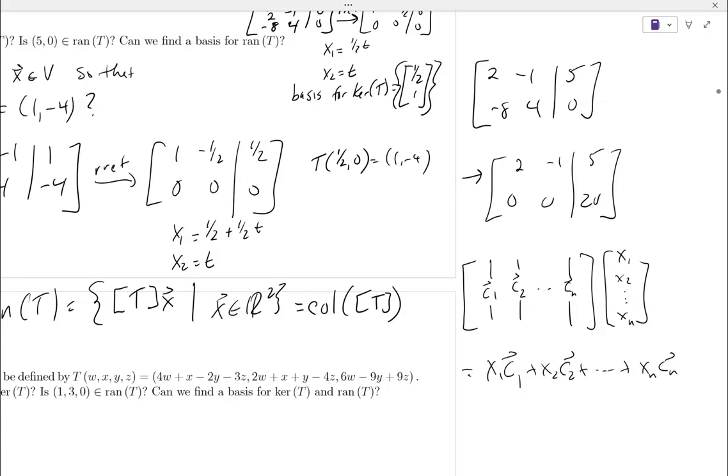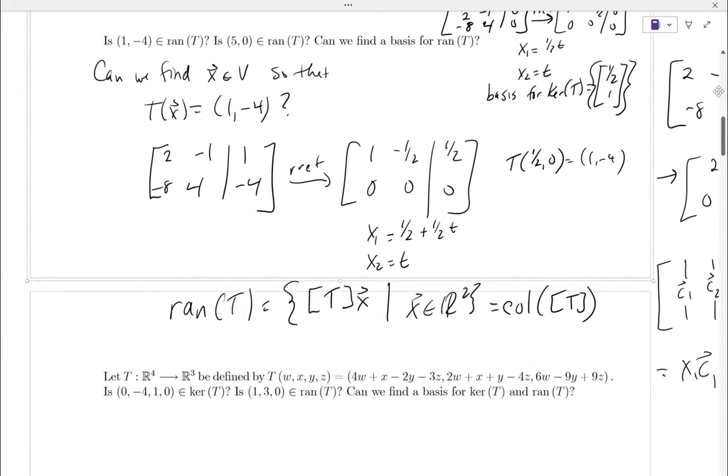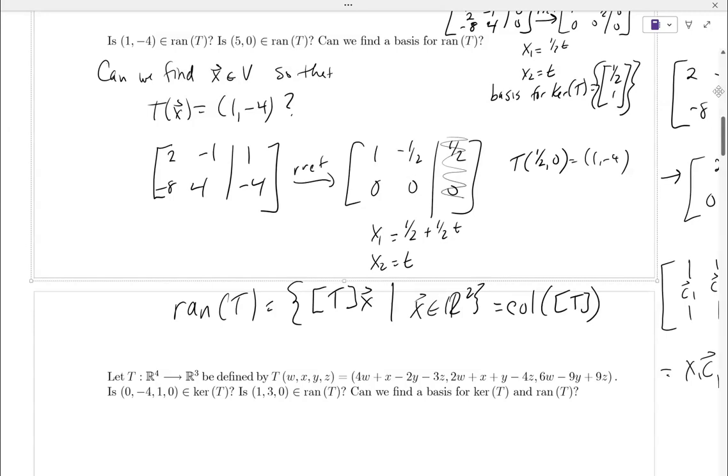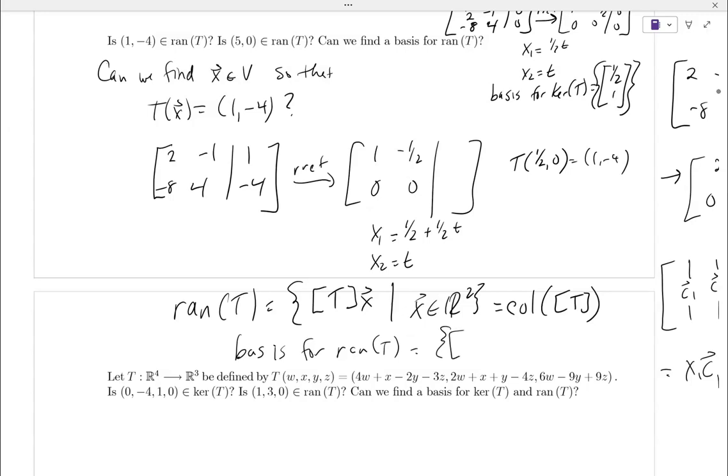In this case, when you row reduce, I already did that here, didn't I? If I ignore this column here, this is the reduced row echelon form of the matrix that we found, right? So what would you use for a basis? Well, the 2, -8 part, right? So we would go back to here. So a basis for the range would be the vector, I'll write it as a vector this way, 2, -8.